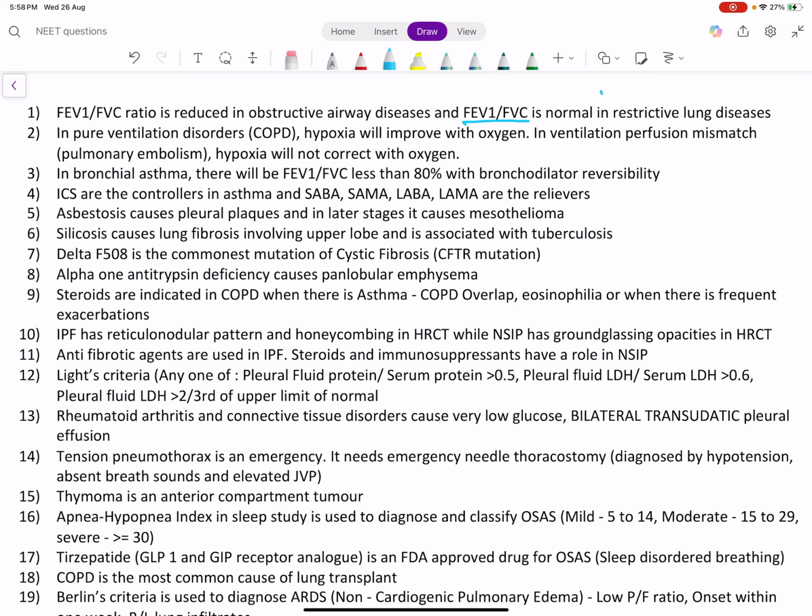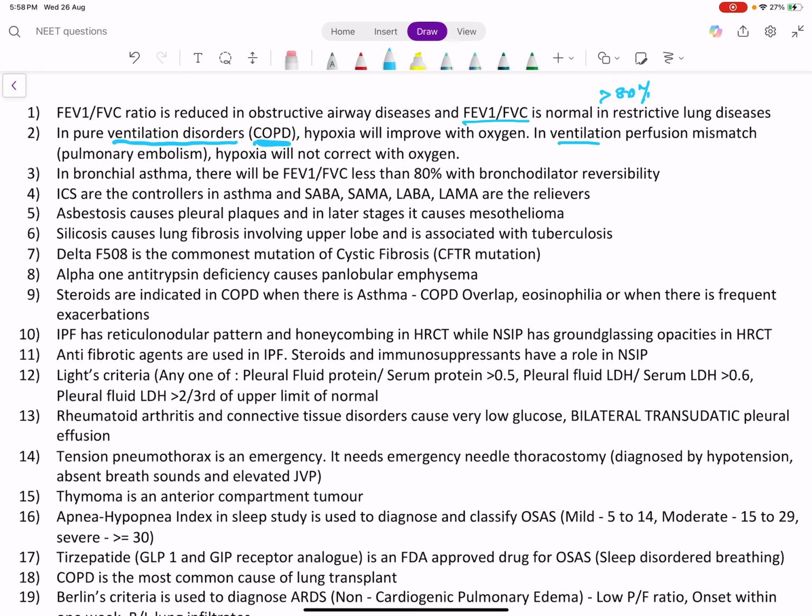So the FEV1 by FVC ratio is more than 80% in restrictive lung disease. It is less than 80% in bronchial asthma and less than 70% in COPD. In pure ventilation disorders, so these are some physiological concepts, COPD is a pure ventilation disorder. Giving oxygen will improve hypoxia.